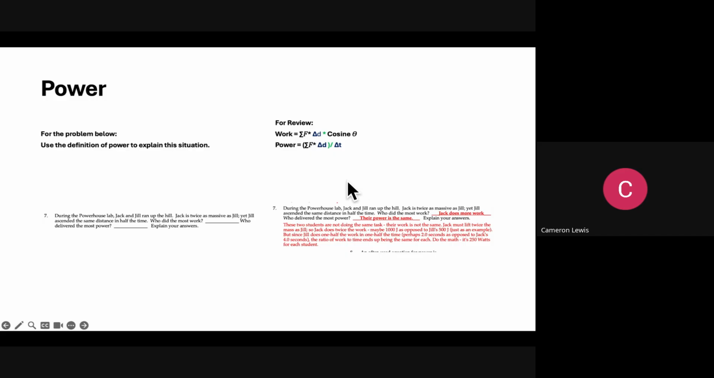Like this one, right? The two students are not doing the same task. Their work is not the same. Jack must lift twice the mass as Jill. So Jack does twice the work. And because Jill does 1/2 the work in half the time, then they end up having the same work ratio, because once you start doing the math, it ends up being the same.